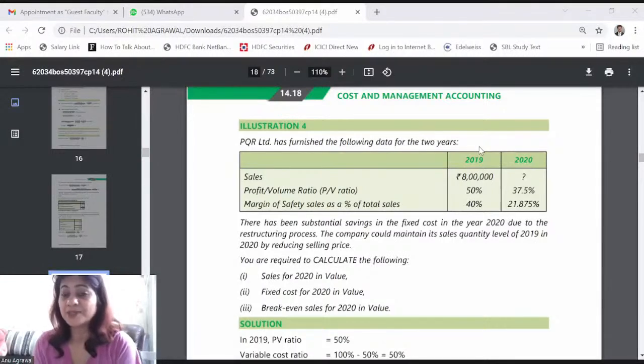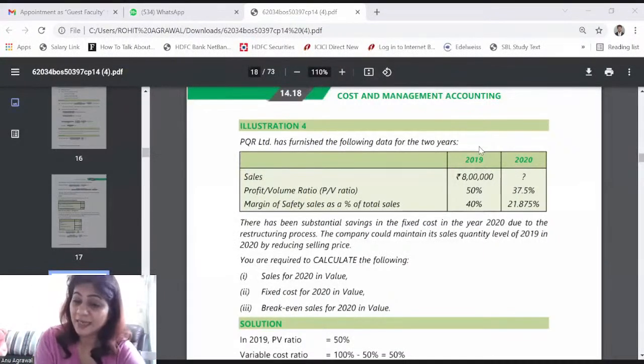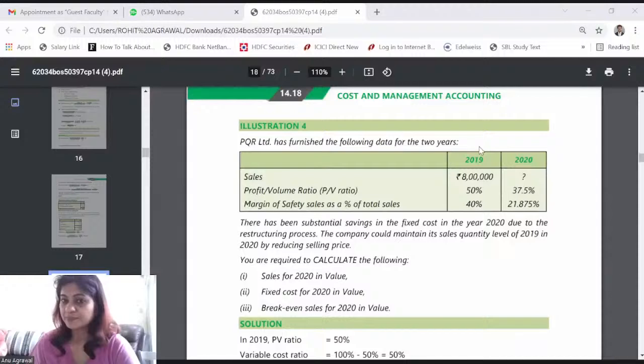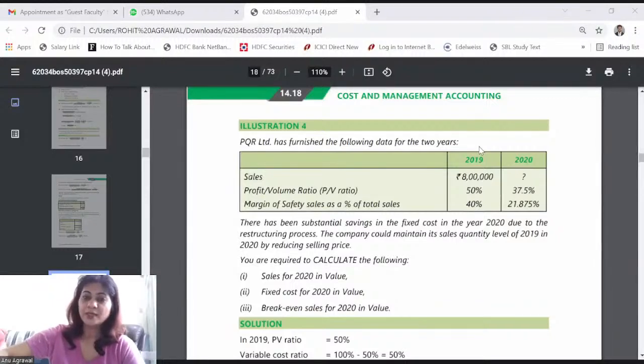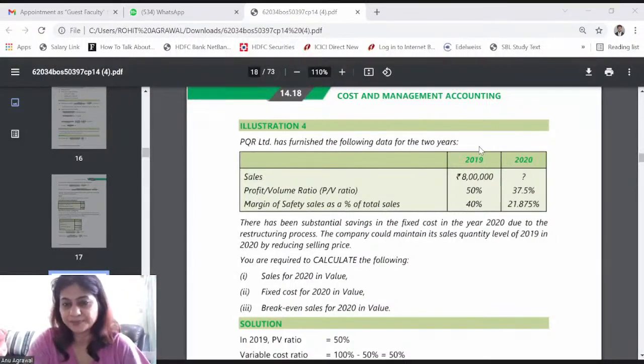They've said there has been substantial savings in the fixed cost in the year 2020 due to restructuring process. The company could maintain its sales quantity level of 2019 in 2020 by reducing the selling price. So they are telling us the reasons. They are saying that we are able to maintain our quantity level by reducing the selling price, right? Now they want us to find what is the sales for the year 2020? Yes or no? Okay.